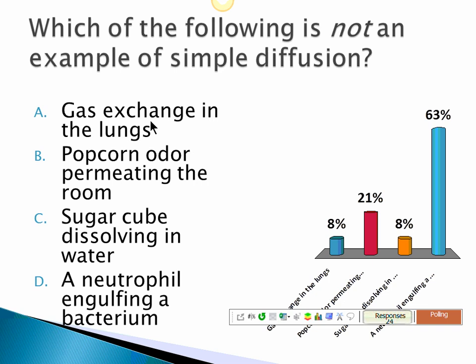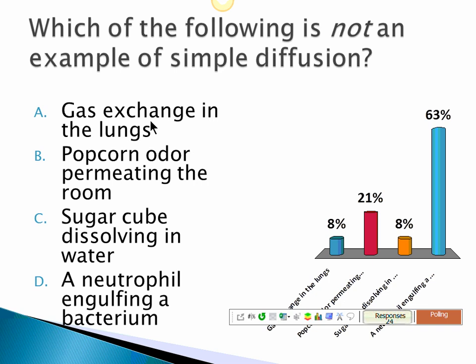Popcorn odor, and I gave you an example in class the other day. If I was to spray perfume, in the beginning the concentration is high at the spot where I spray it, and then it permeates throughout the whole room. Same thing with popcorn odor. It spreads around, going from an area where you actually made the popcorn, so high concentration, and then when it goes up, it's diffused across the whole room, so that's low concentration. So again, a simple case of diffusion.